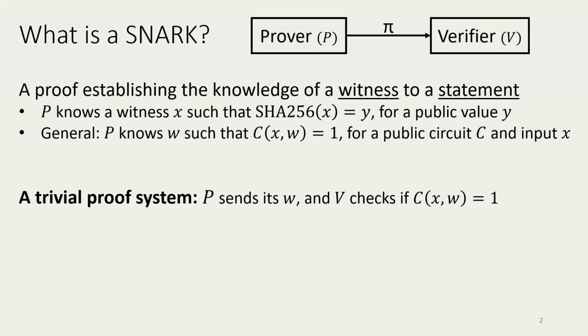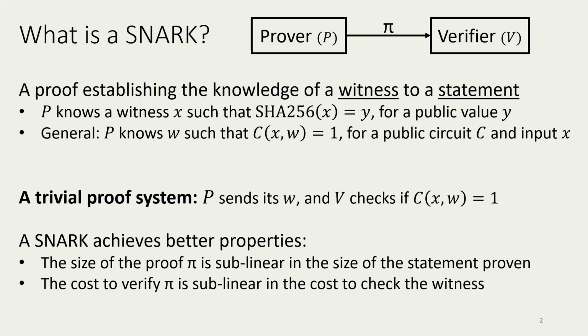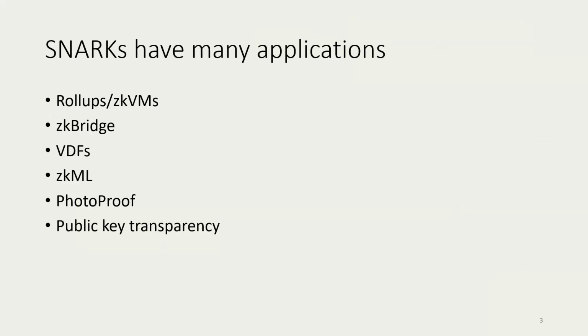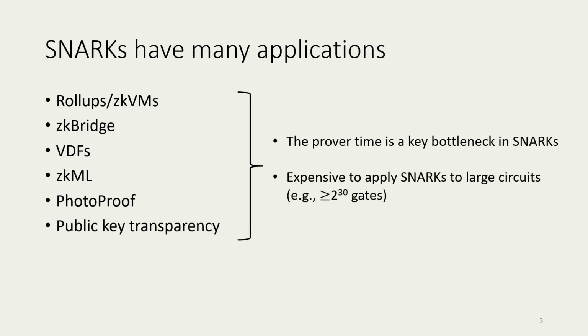A trivial proof system is one in which the prover simply sends this witness to the verifier, and the verifier just applies the circuit on the witness and the public value X. A SNARK achieves better properties than this trivial proof system. In particular, the SNARK proof is sublinear in the size of the statement that's proven. The time to verify this proof is also sublinear in the time to check that witness. So because of these two interesting properties, SNARKs have many applications. Turns out the prover time in SNARKs remains a key bottleneck. As a result, applying SNARKs to very large circuits involving billions of gates is quite expensive.